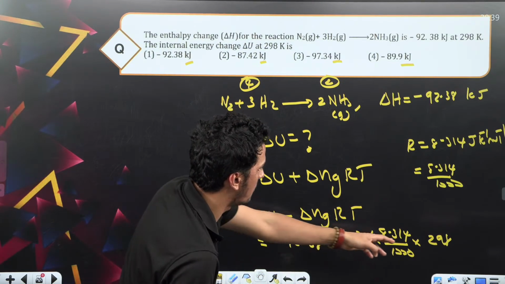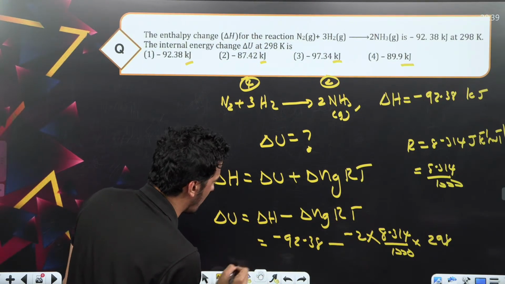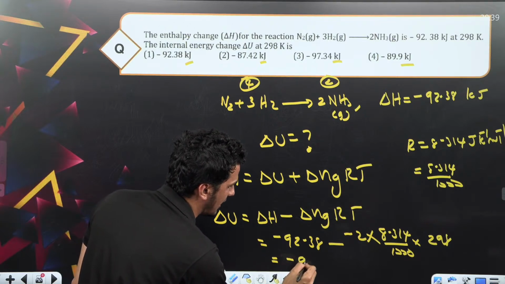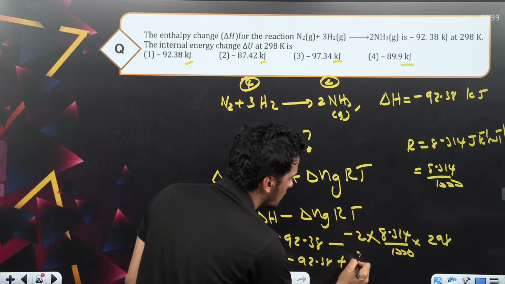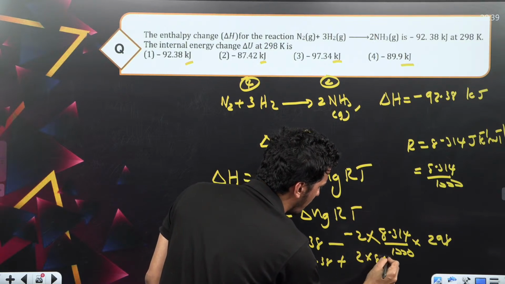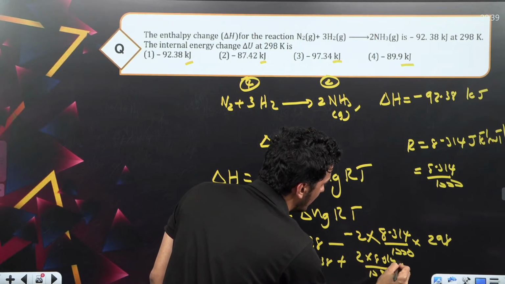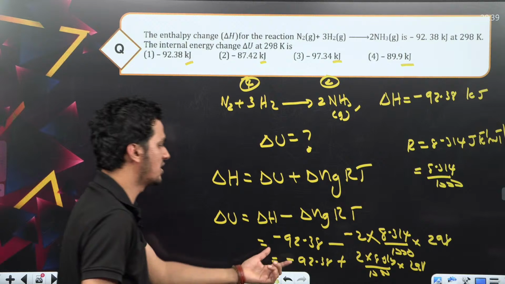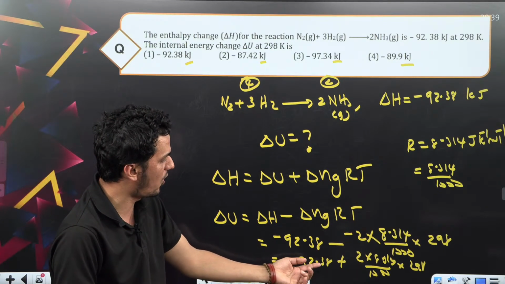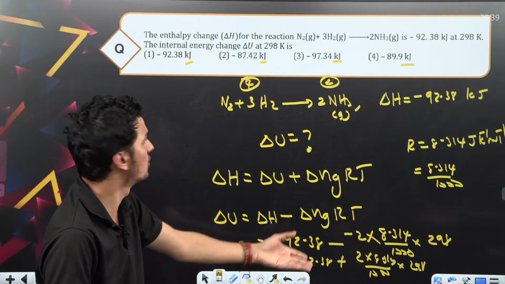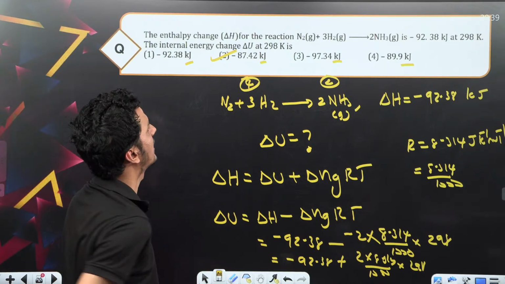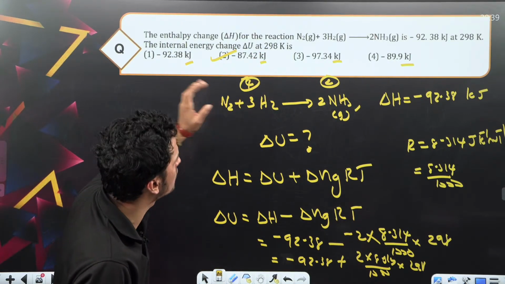Like this. Okay, minus 92.298 is coming. So what's the value? That is equal to minus 92.38. This becomes plus 2 into 8.314 divided by 1000 into 298, you can do. Once you solve from minus 92.38, somewhat 4 point something will come, that you are subtracting, and you will get the answer. The second option, minus 87.42 kilojoule, you will get.